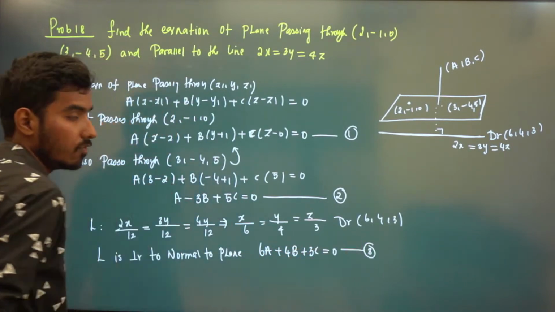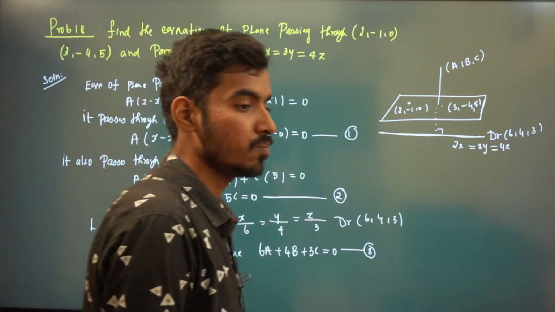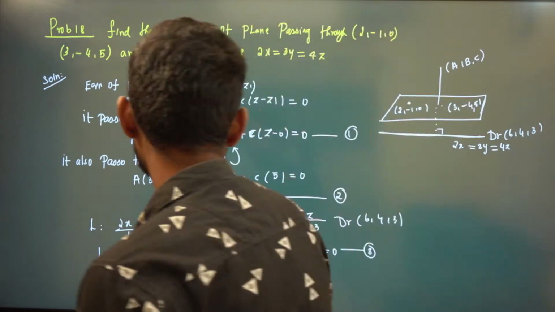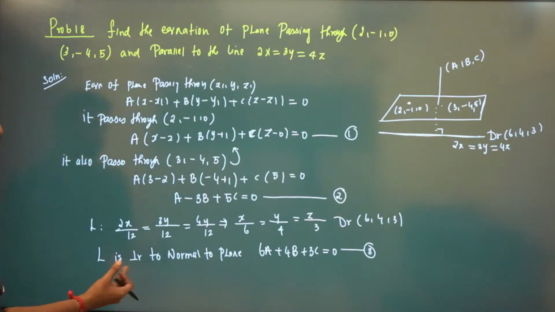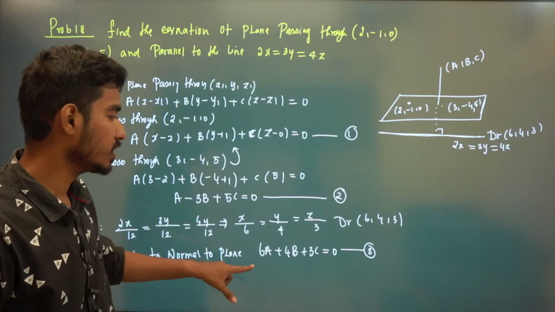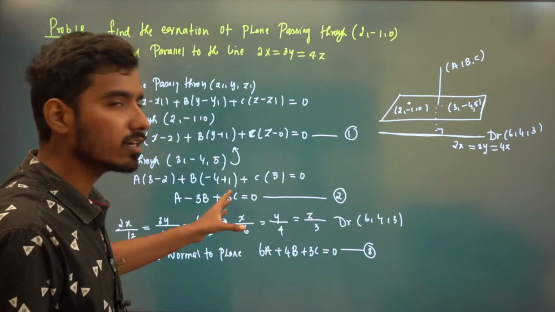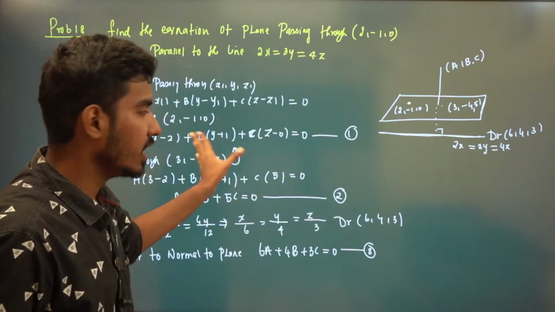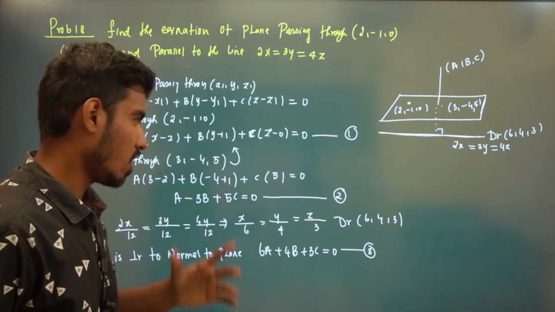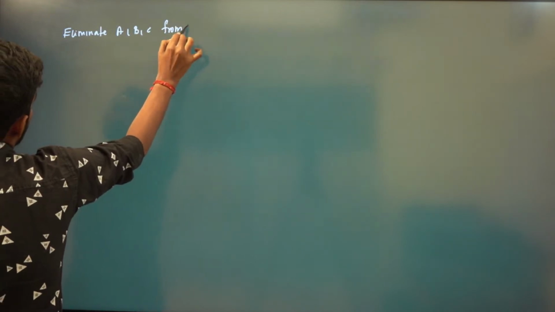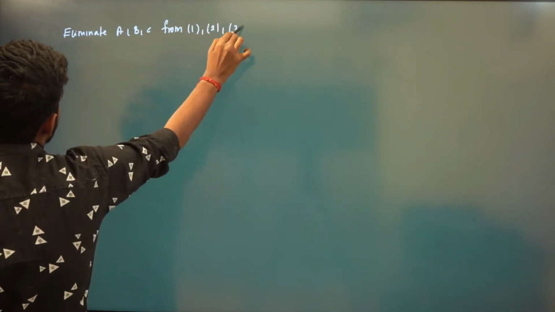Now solve 2 and 3, find the value of ABC, substitute in 1, you can get the required equation of plane, right? Or usually what we will do is we will solve these two equations using cross multiplication method. You will have ABC in terms of k, substitute that here, take k outside, you will get the equation of plane. Or you can also do it by eliminating A, B, C from 1, 2 and 3.